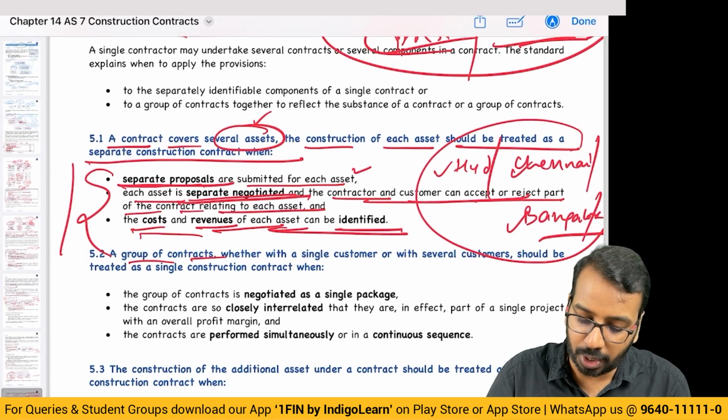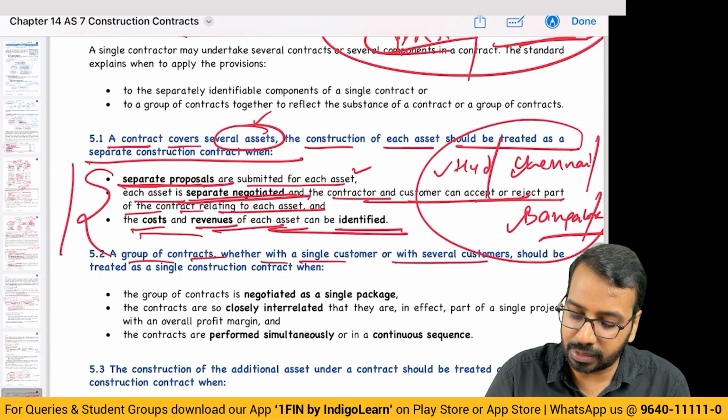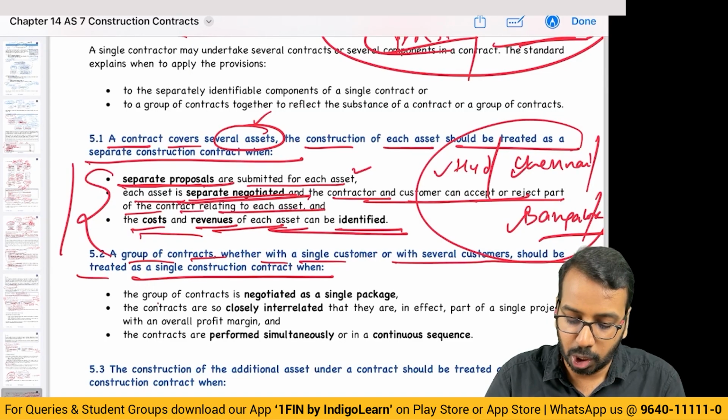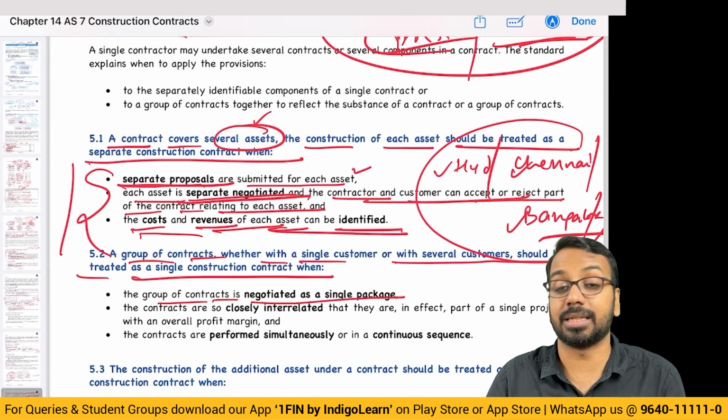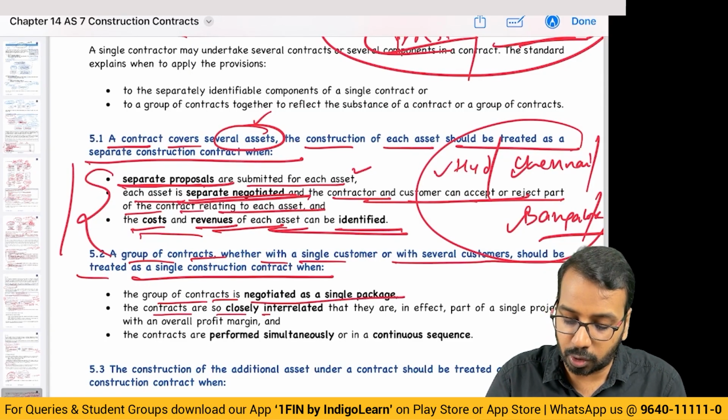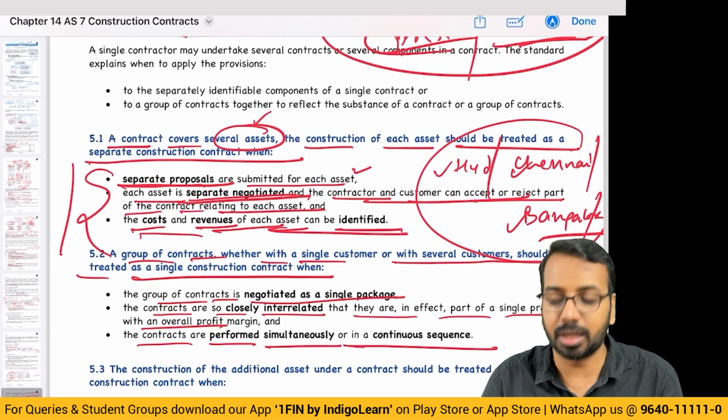Then a group of contracts, whether with a single customer or with several customers, should be treated as a single contract when the group of contracts is negotiated as a single package. The contracts are closely interrelated, so that they are in effect part of a single project. The contracts are performed simultaneously or in a continuous sequence.